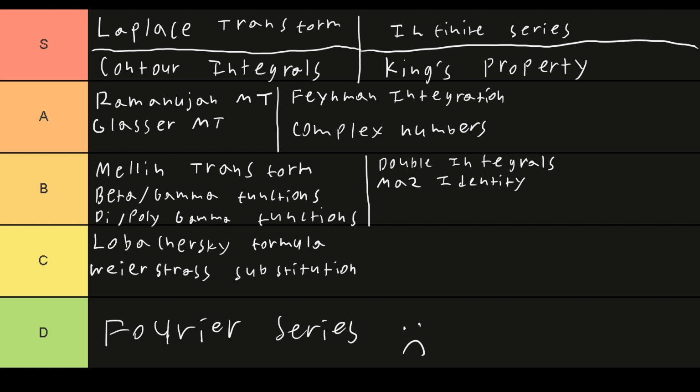In B tier, we have a few more general tools like beta and gamma functions, as well as the digamma and polygamma functions, and stuff like the Mellin transform, and then some stuff that's more for specific situations like double and triple integrals and the Maus identity. Finally, in C tier, we have our trig-specific methods that are only going to work on a few different sorts of integrals, which are the Lobachevsky formula and the Weierstrass substitution. And on the bottom, we have the worst integration method of all time, which nobody should ever use, Fourier series.